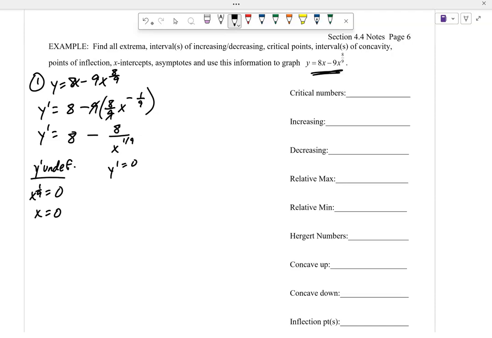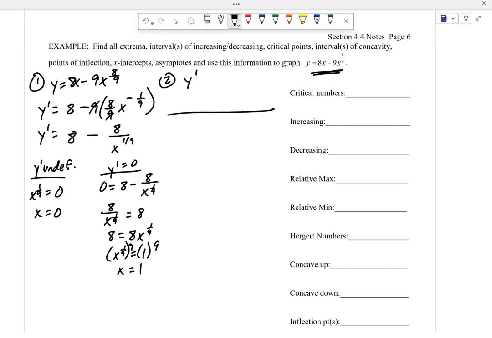Now, where is y prime equal to 0? So where does 0 equal 8 minus 8 over x to the 1/9? I'm going to add 8 over x to the 1/9 to both sides. So I'll have 8 over x to the 1/9 equals 8. Multiply both sides by x to the 1/9. Divide both sides by 8. So I have x to the 1/9 equals 1. I'm going to take both sides to the 9th power. So x equals 1 to the 9th, which is 1. So let's go ahead and run our first derivative test.